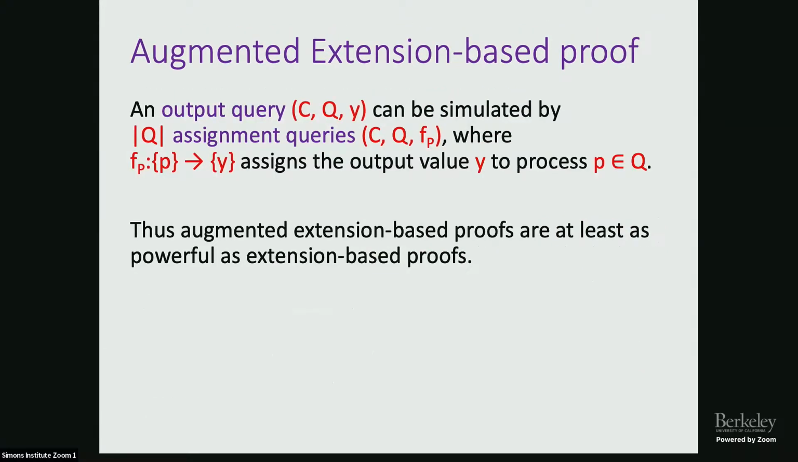An output query can be simulated by a finite set of assignment queries. Instead of asking whether there's a finite sequence of steps by processes in Q starting from C in which one of them outputs the value Y, the prover can ask for each process P whether there's a finite sequence of steps by processes in Q starting from C in which process P outputs value Y. And so you can just do that for all processes P in this set. Thus, augmented extension-based proofs are at least as powerful as extension-based proofs.